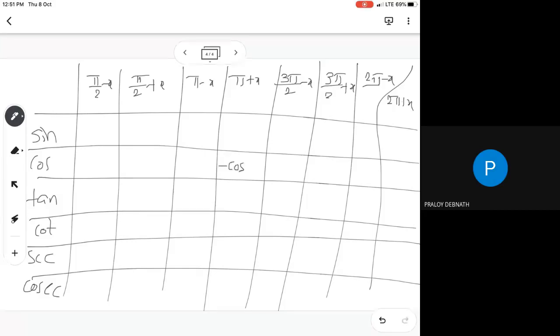And one more thing I will ask. Ask this one, I am putting a dot mark. This one. Tell me.